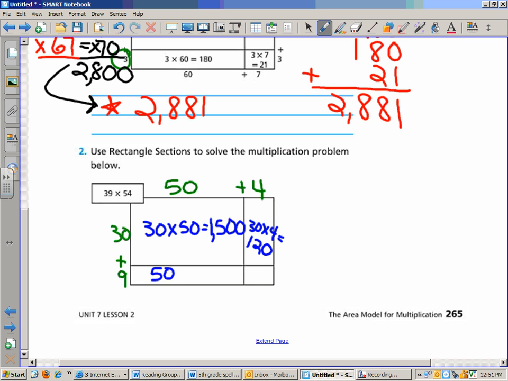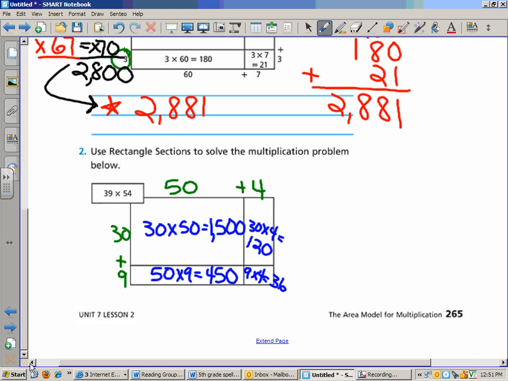Continue on, filling up all these spots. I have 50 times 9. 5 times 9 is 45. It's 10 times bigger. And last but not least, 9 times 4 is 36.